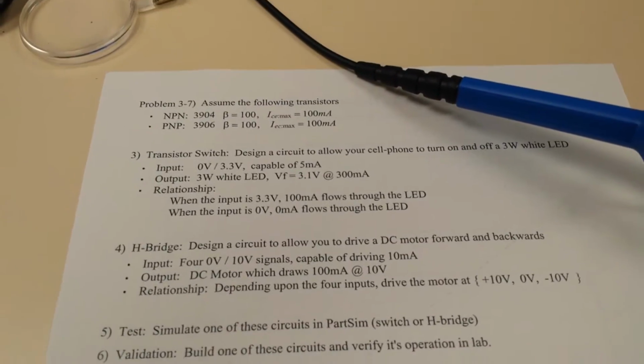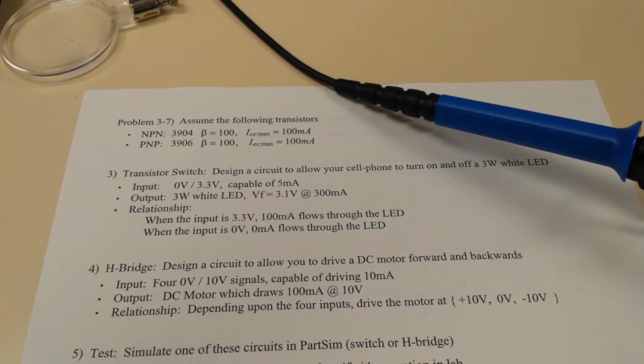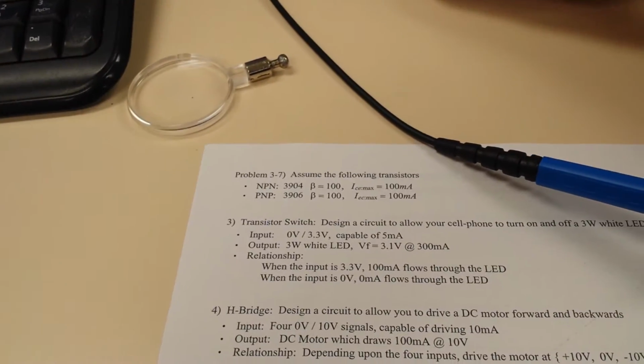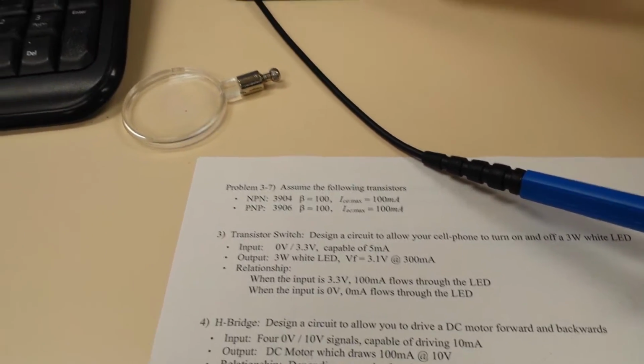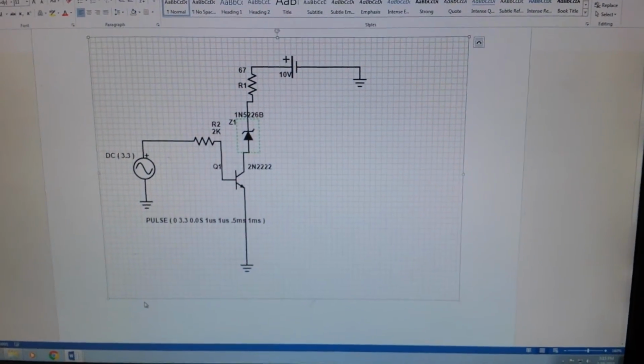Our requirements were that we needed a 3.3 volt source to turn on the light with the transistor. So when it has 3.3 volts going through, the light's on, and when it has 0, the lights are off. Coming over here, here's our simulation schematic.